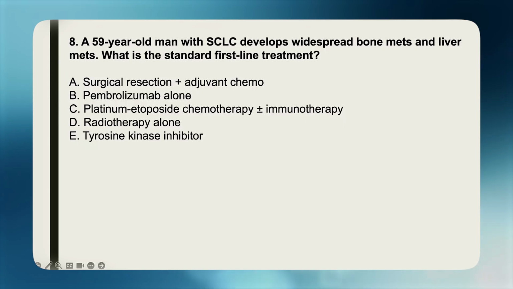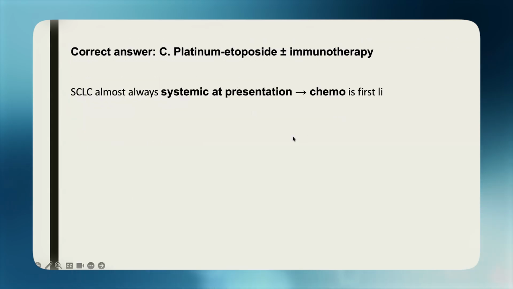Chemo, platinum. Resection? No, resection is not an option. Widespread bony mets are there, no? Plus small cell lung cancer. Surgery is never an option. So the answer is C, platinum. Platinum-based plus etoposide plus immunotherapy is always systemic at presentation. So chemo is the first choice, the first treatment. After that, maybe immunotherapy or radiotherapy is possible.